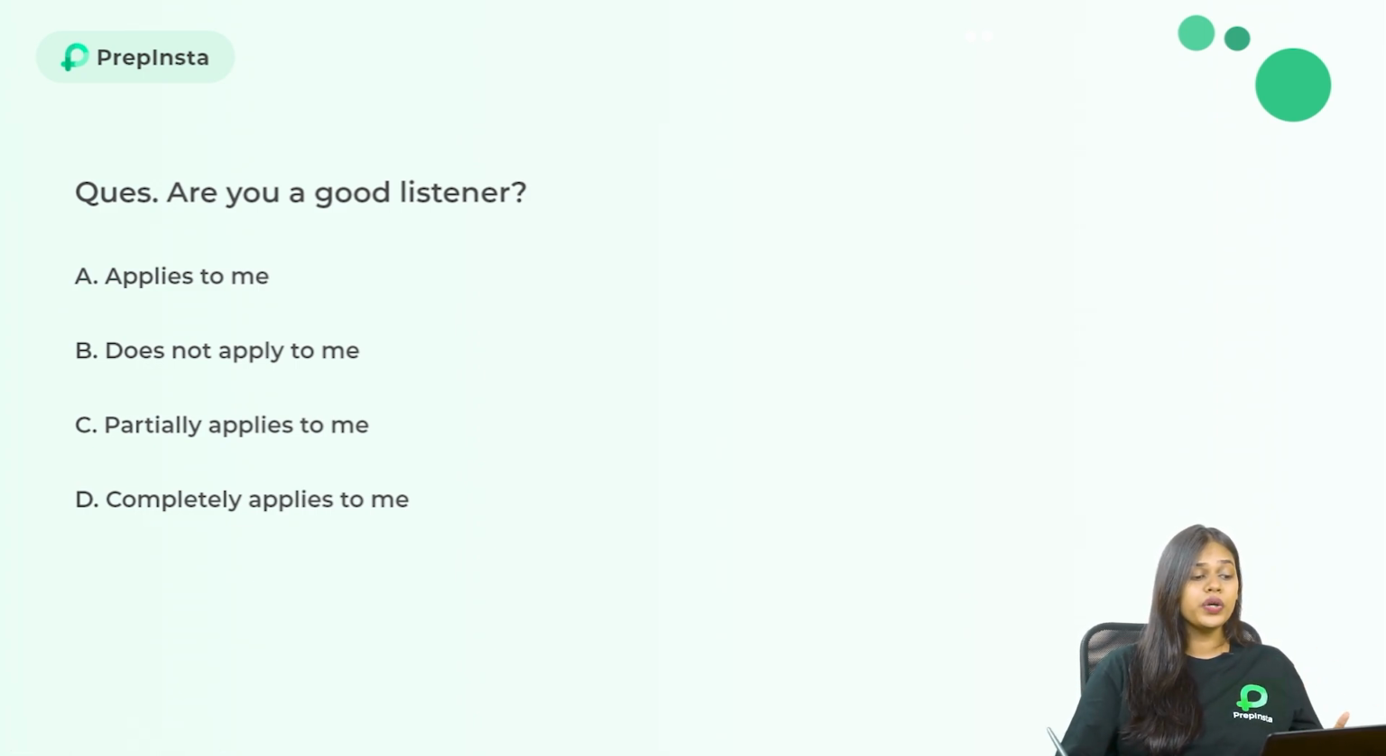So you should go with completely applies to me or applies to me. Please don't go with does not apply to me or partially. Even if you're a partially good listener, that means that sometimes you can disturb someone or obstruct someone from being understood, and that you don't want in a corporate environment. So applies to me or completely applies to me.